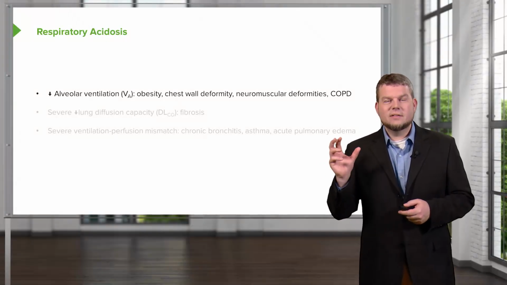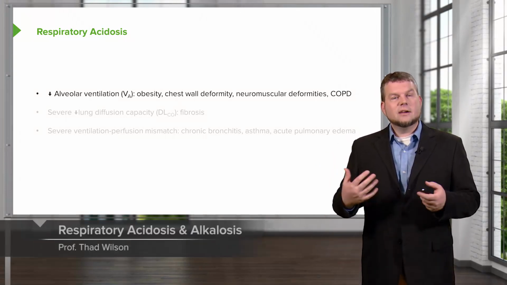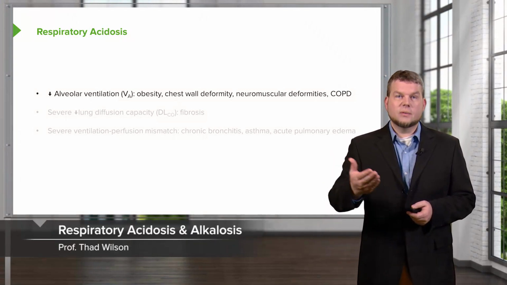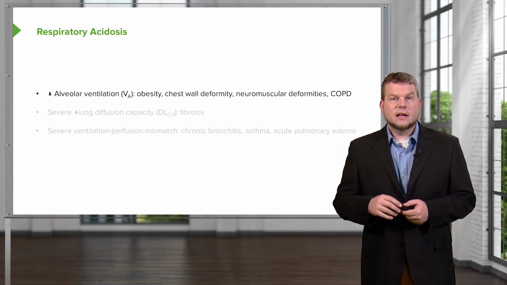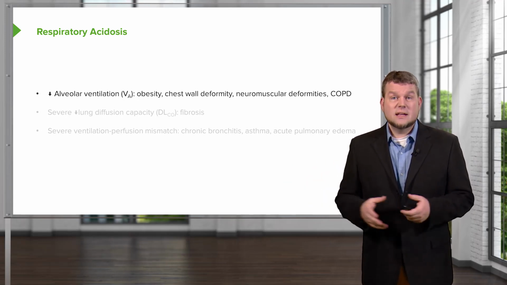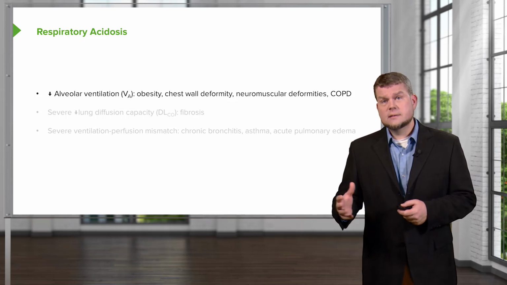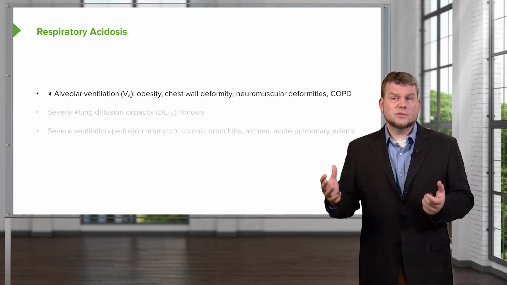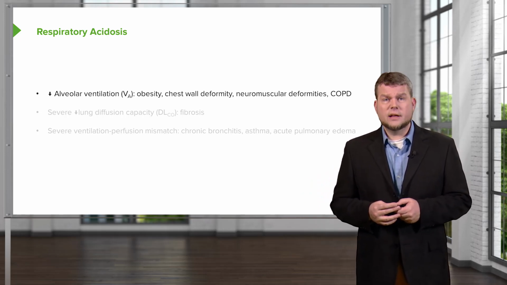Great. Now that we have the acid-base box down, let's talk through some disorders that could cause an acidosis from the respiratory side of things. If you had a decrease in alveolar ventilation, that will cause a respiratory acidosis. Some examples are a neuromuscular disorder, such as ALS, or chronic obstructive pulmonary disease, which could also cause a decrease in alveolar ventilation.